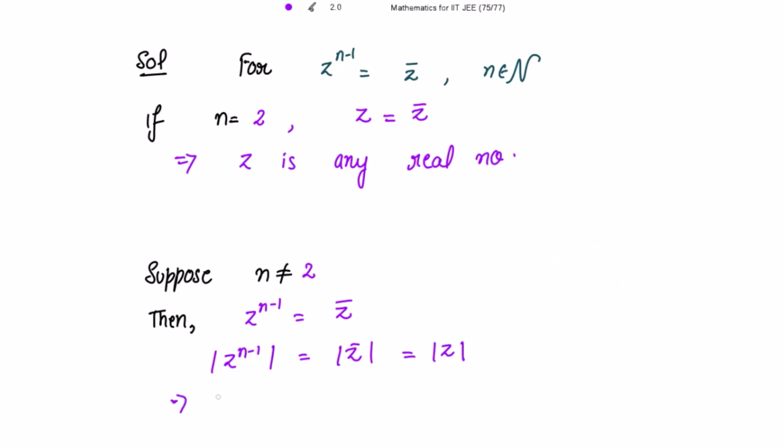So this implies mod of z to the power n minus 1 is equal to mod of z. In turn, I can write mod of z to the power n minus 1 as mod of z to the power n minus 1, so that is equal to mod of z. Taking the z to the denominator, we get mod of z to the power n minus 2 equal to 1. Fine. So this implies mod of z is equal to 1.